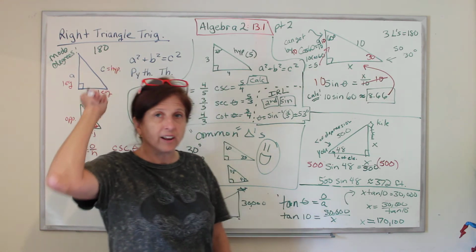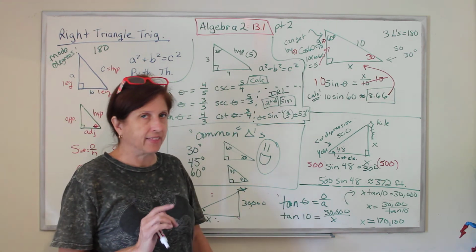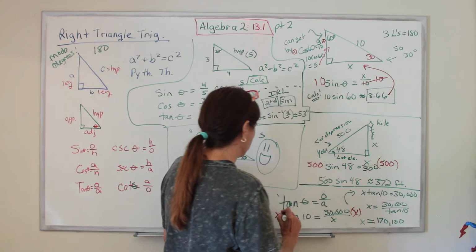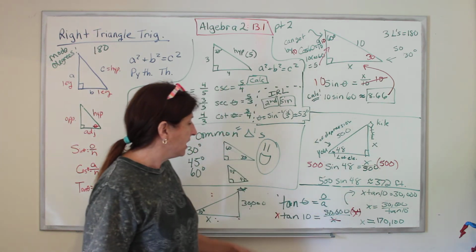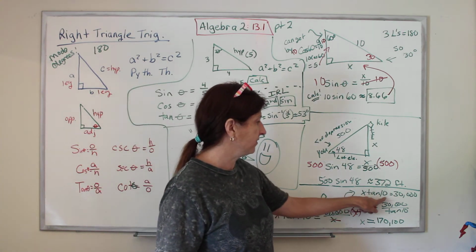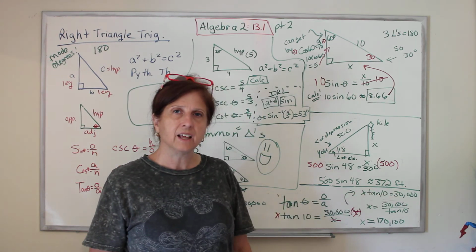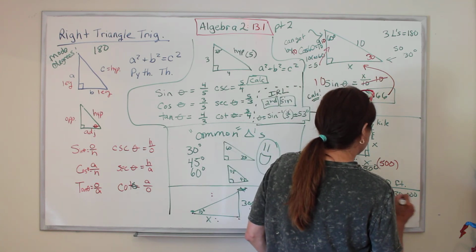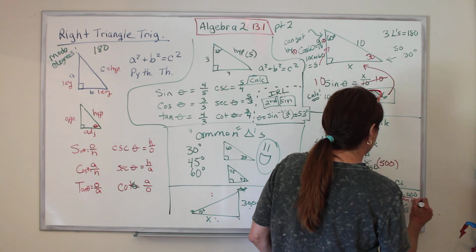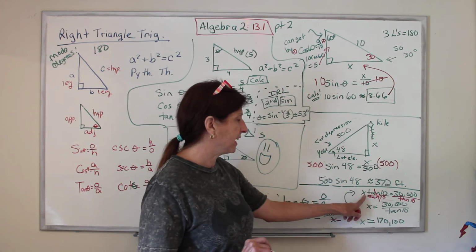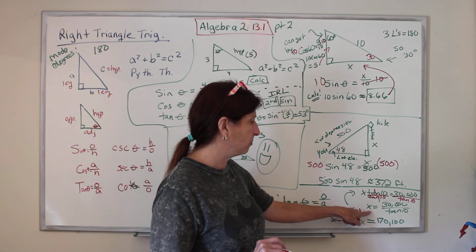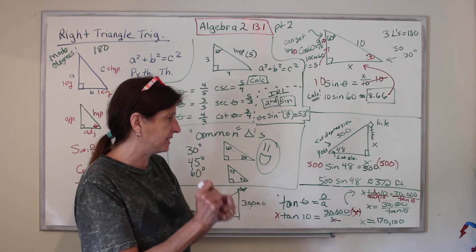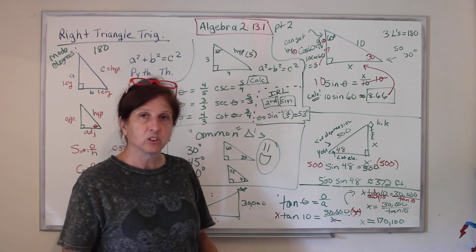X is in the denominator, and that's ugly. So we want to move it. We want to get it out of that denominator by doing the opposite. What's the opposite of divided by x? Multiply by x. What I do to one side, I do to the other. Those cancel out. So now I have x times tangent of 10 equals 30,000. Why is x not alone? It's being multiplied by the tangent of 10. It's crazy, but you do it just the same way we learned how to solve equations in Algebra 1. Those cancel out, so my length that I'm looking for is 30,000 divided by the tangent of 10, and it's about 170,100, a little more feet.